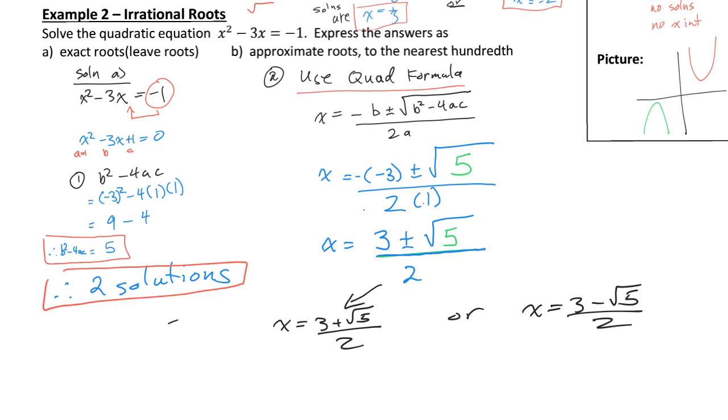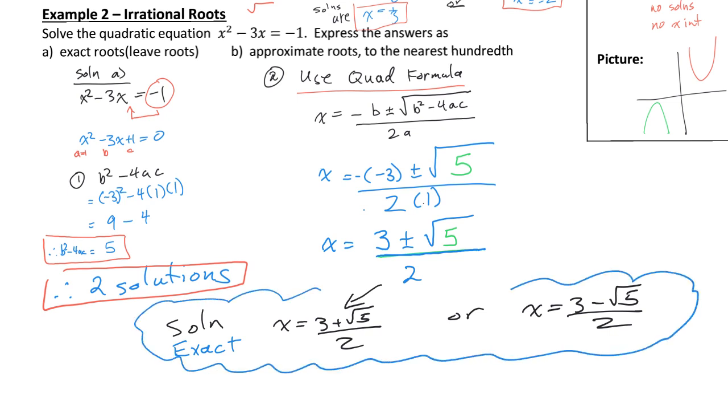And that is what you would call the solution, the x-intercept. More specifically, we call this the exact solution for our problem set. So our solutions are these possibilities: x is equal to 3 plus root 5 over 2 or 3 minus root 5 over 2. And those are exact solutions. Now for part B, here's what you do. Just plug that into your calculator: 3 plus root 5, hit enter, then divide by 2.